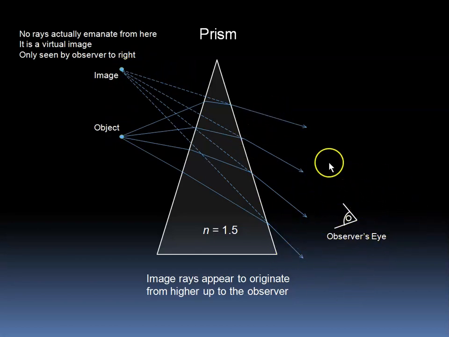Note that the divergence of the rays is not different, just the direction of them is different. In other words, the virtual image is in the same plane as the object, but at a different location. This shift in image is called prismatic shift.